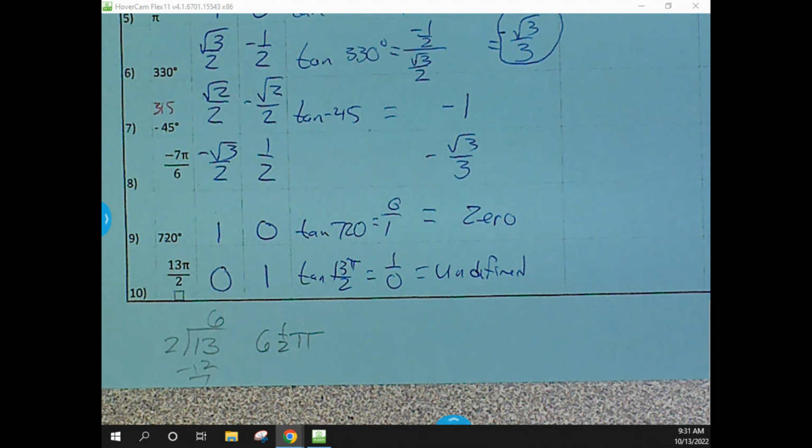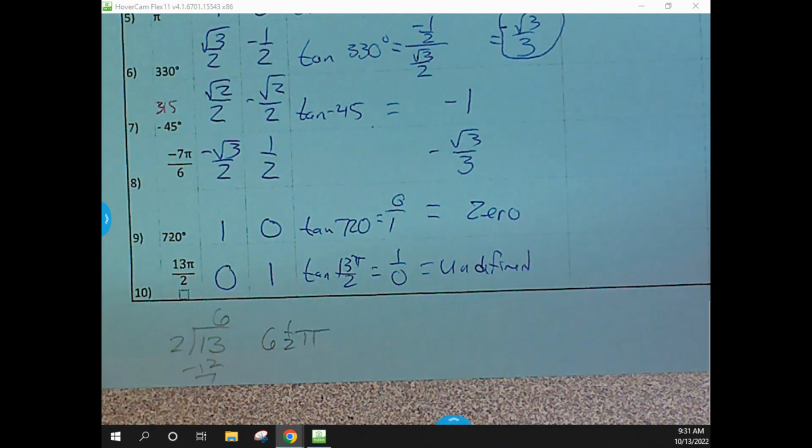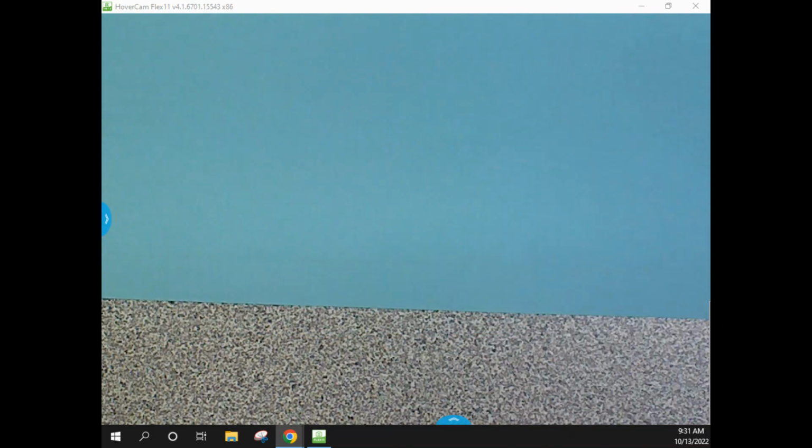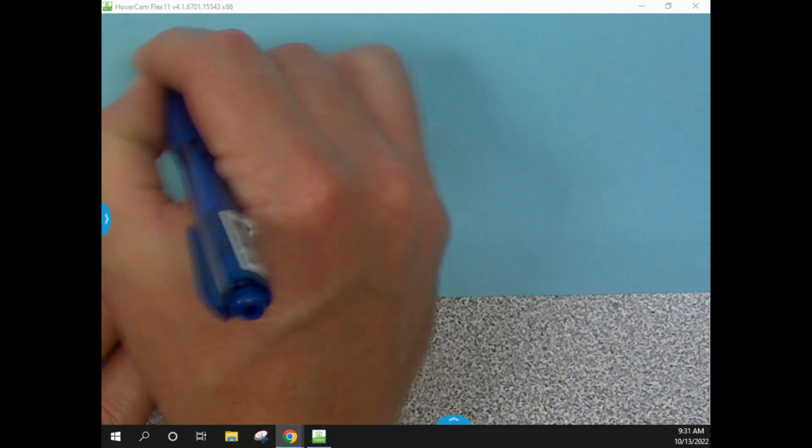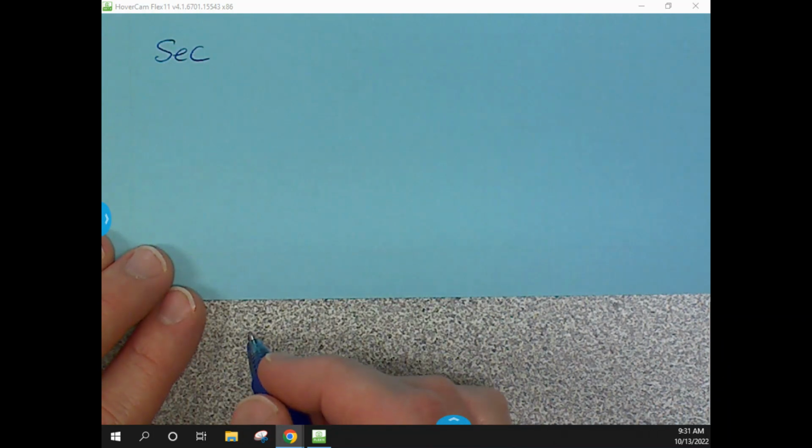Okay, now you may be saying, what about the rest of the paper here? Because we still got some more stuff going on. If you've got room at the bottom of the page, we've got 3 more operations. We've got SEC, which is secant.